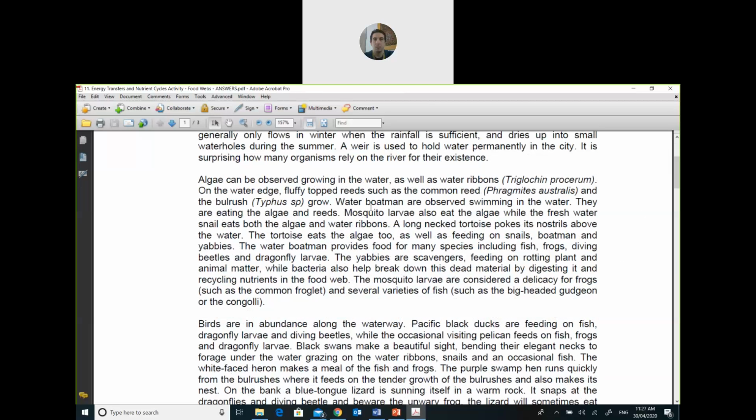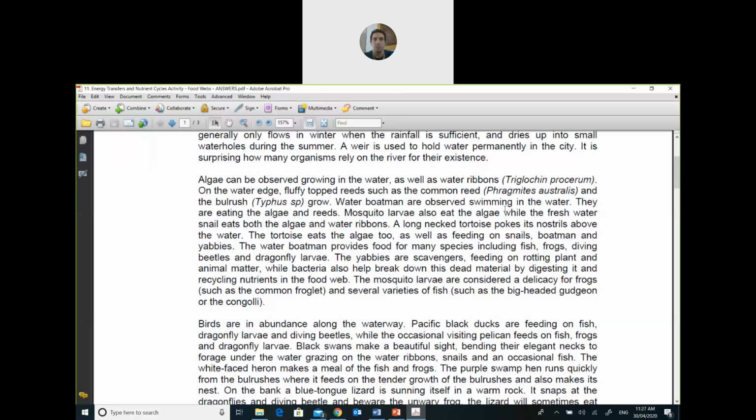So algae can be observed growing in the water, so that would be a primary producer, as well as water ribbons. And on the water edge, fluffy-topped reeds such as the common reed and the bulrush grow. So water boatmen, which are like little bugs, are observed swimming in the water. They're eating the algae and the reeds.